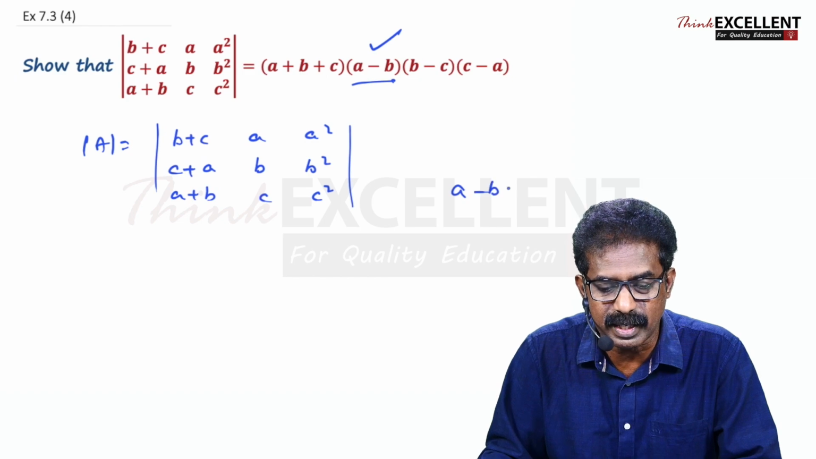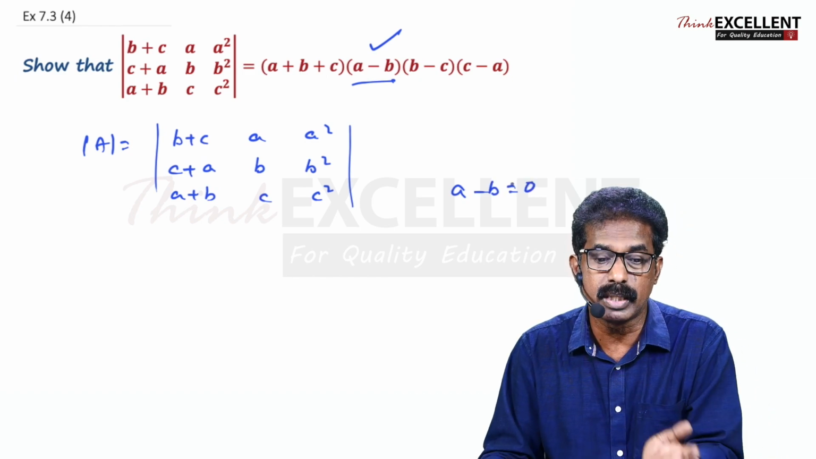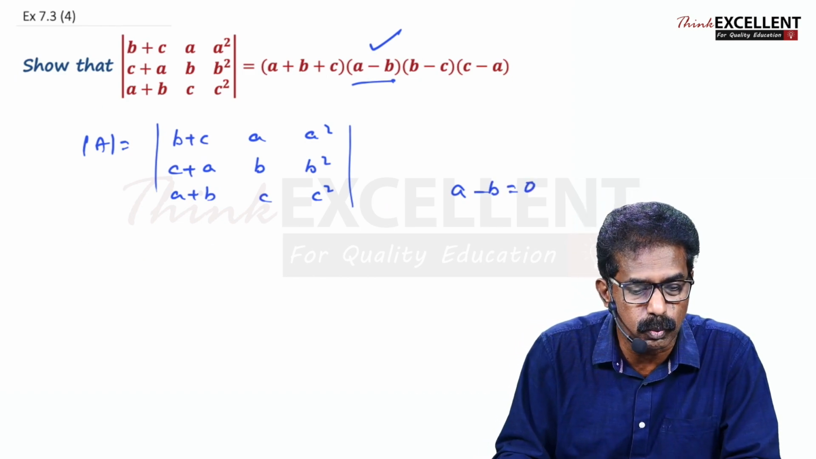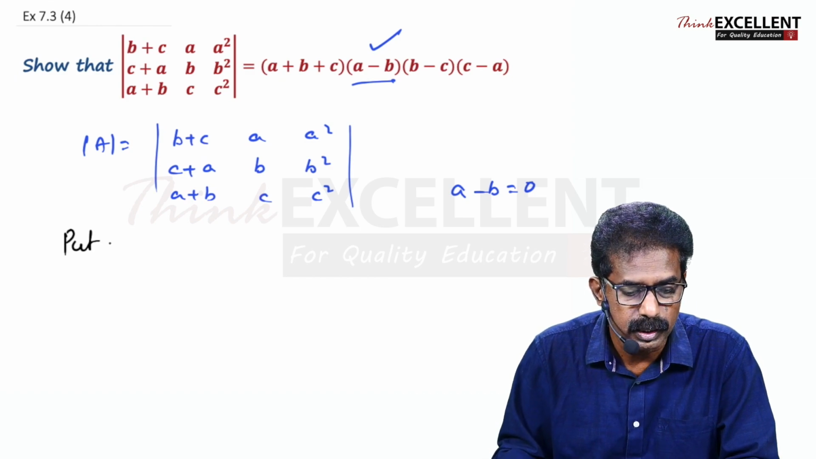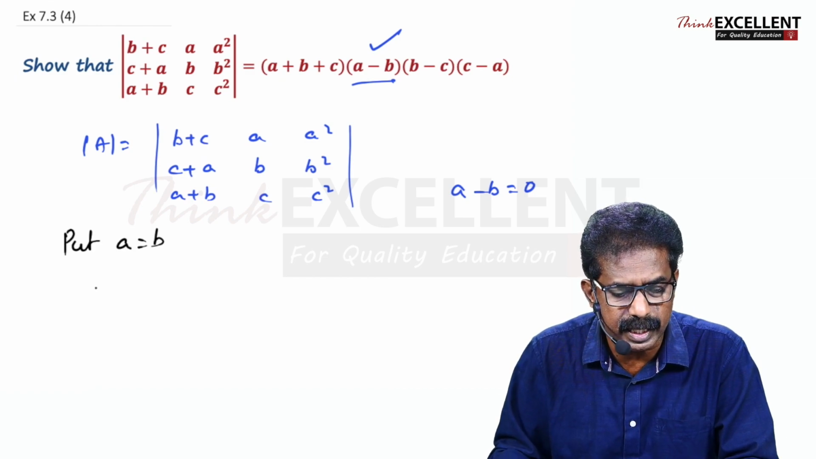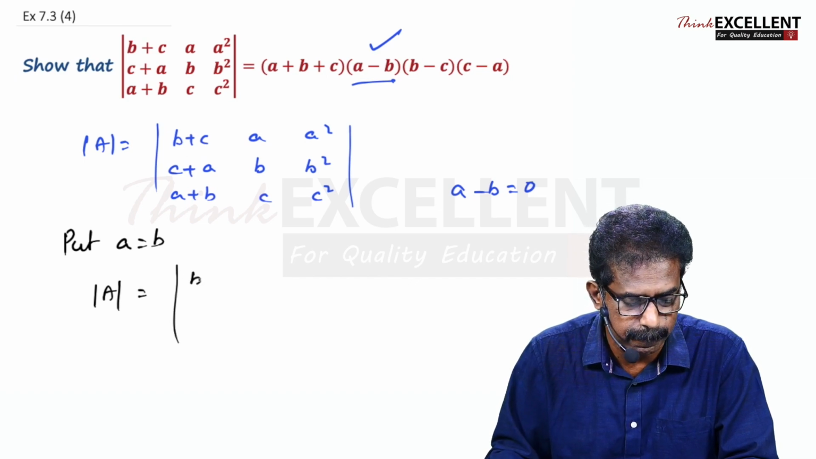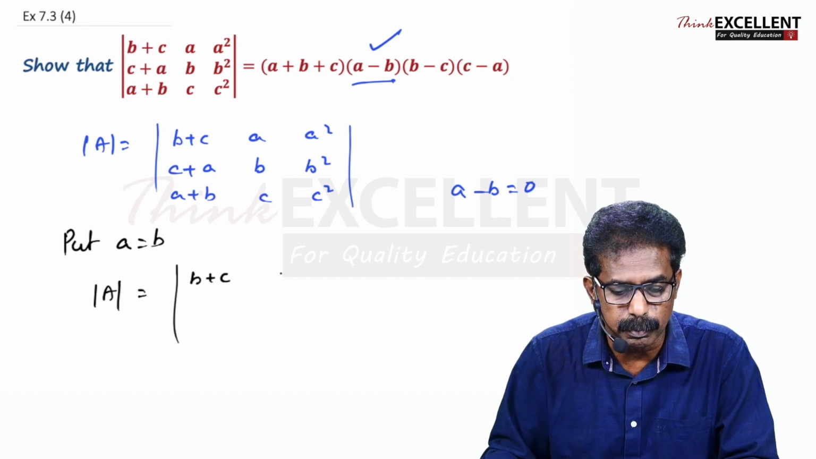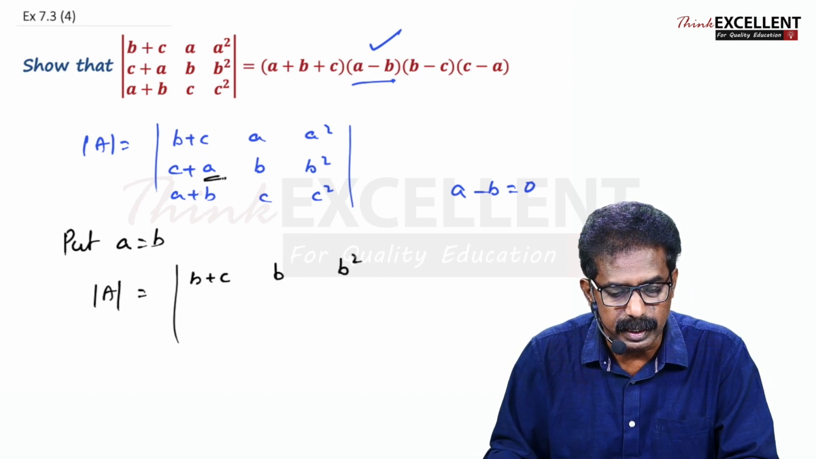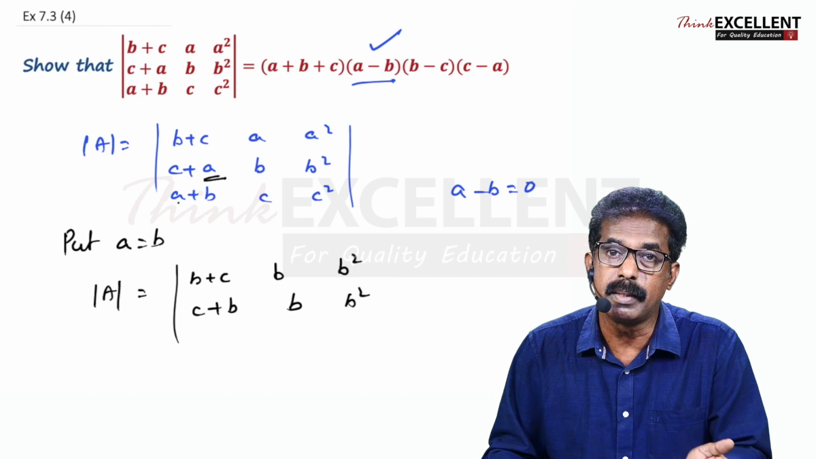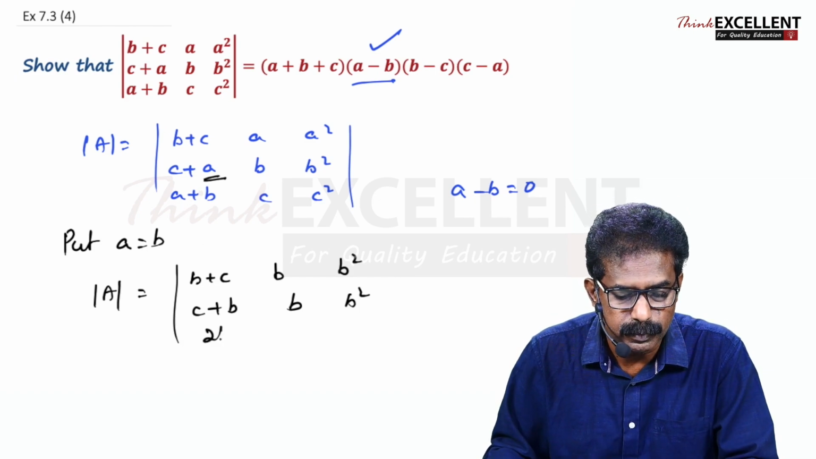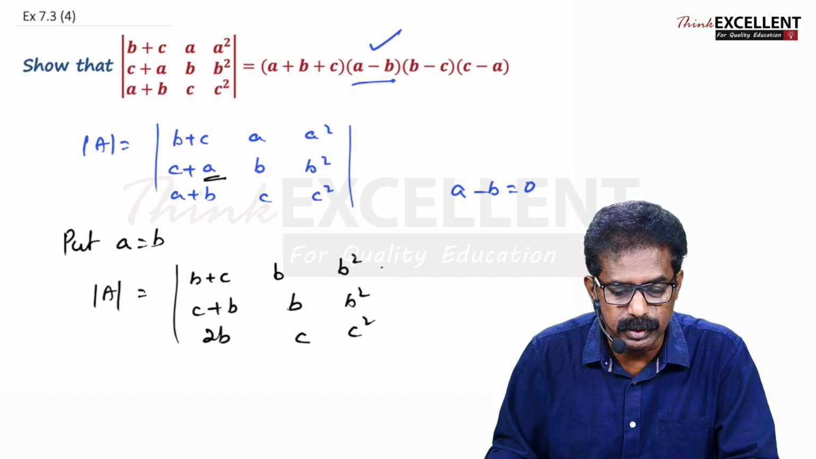A minus B is a factor means A minus B equal to 0, so A equal to B. So the substitution you have to give is put A equal to B. Wherever A comes you put B. So in the determinant, for A you give B: B plus C, B square, C plus B, square, B plus B it is 2B, C square. Can you say the value is 0?